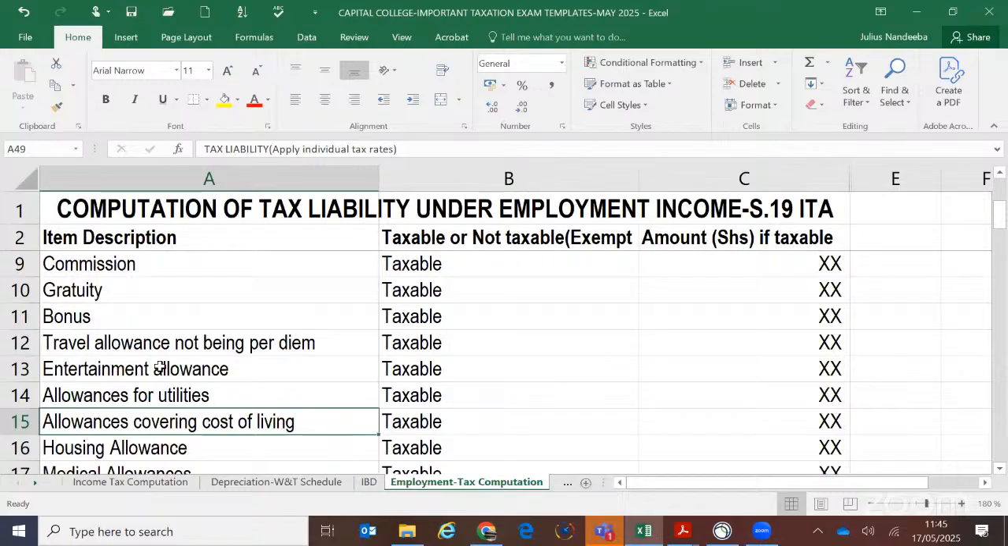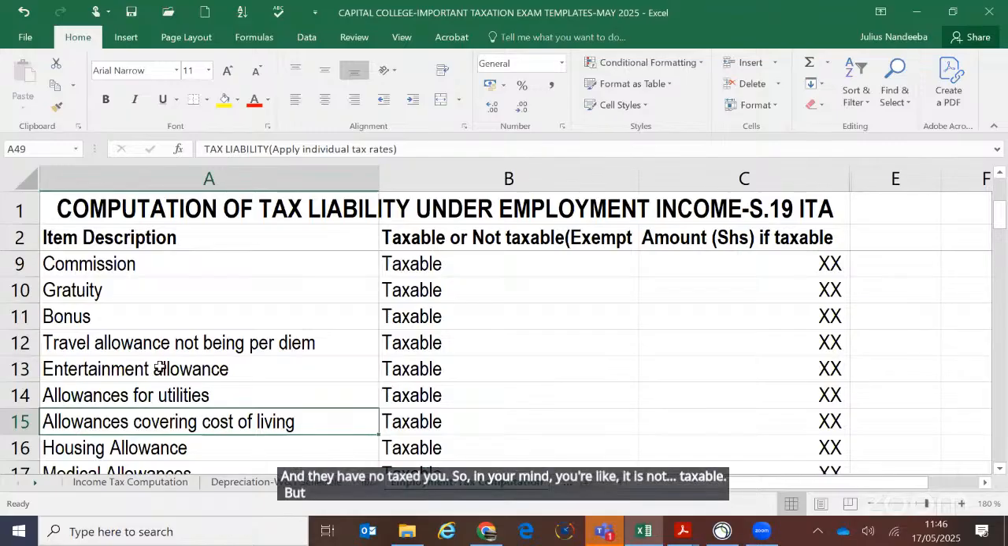Now, some students fail because of the wrong things they are doing at work. Guys, listen. Most of the students fail because they want to bring the practice to the exam. They have been giving you certain allowances, accommodations, and transport to go back home, and they have not taxed you. So in your mind, you're like, it is not taxable. But it is the company doing it wrong.